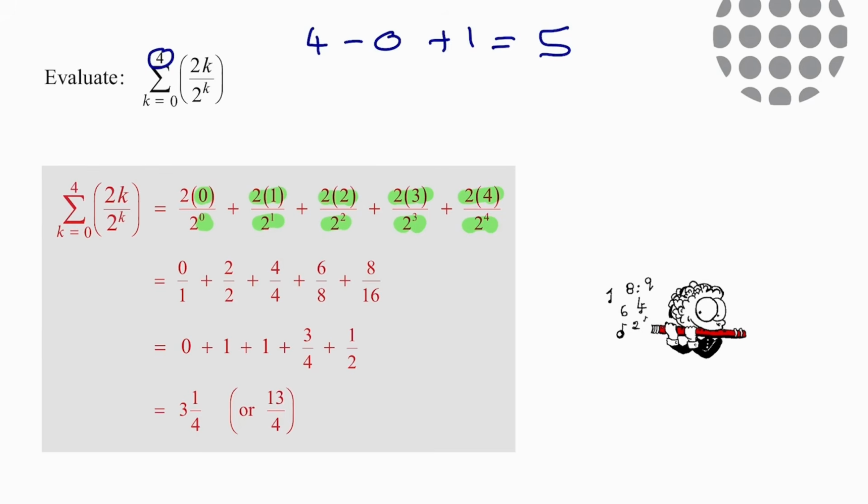Take your time. Simplify the top and the bottom independently. So the numerator is 0, denominator 1, because anything to the 0 is 1. 2 times 1 is the same as 2 to the power of 1. 2 times 2 on the top is the same as 2 squared at the bottom. 2 3s are 6, but 2 cubed is 8. 2 4s are 8, but 2 to the power of 4 is 2 times 2 times 2 times 2, which gives us 16. Simplifying those values gives us much easier terms to work with. If we add everything together, we end up with 3 1/4 or 13/4.